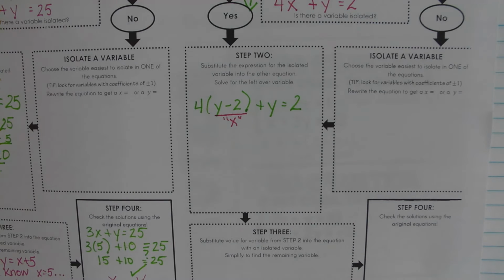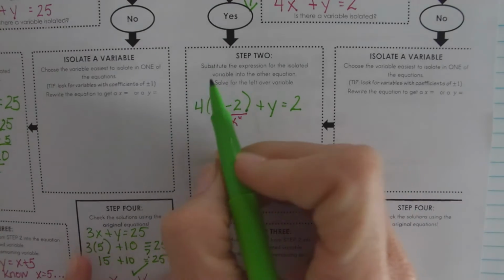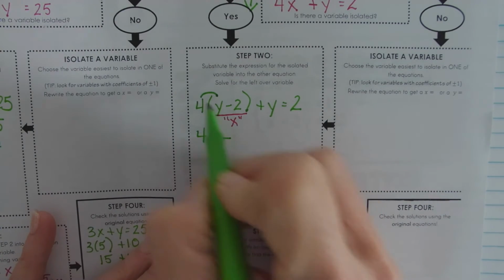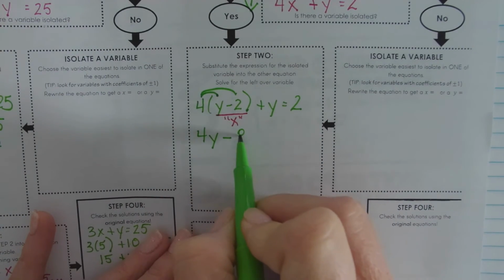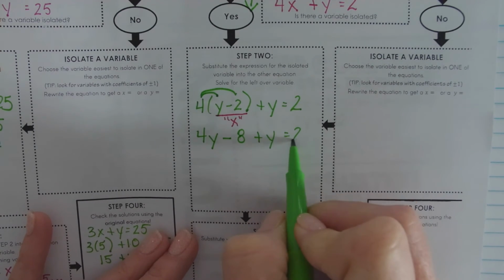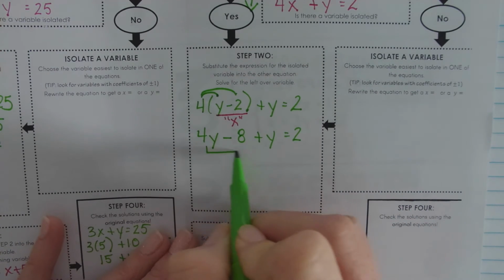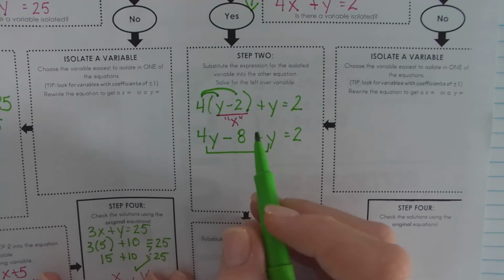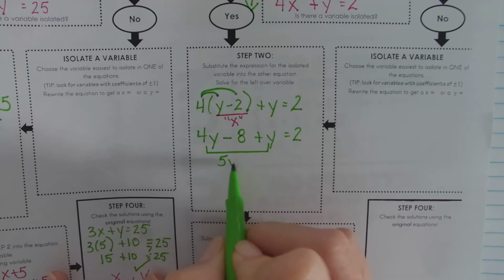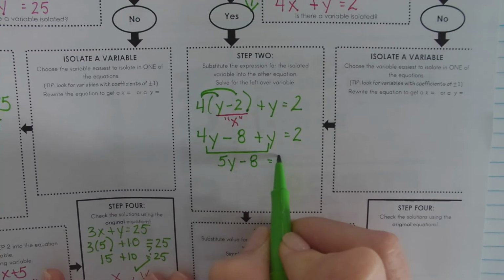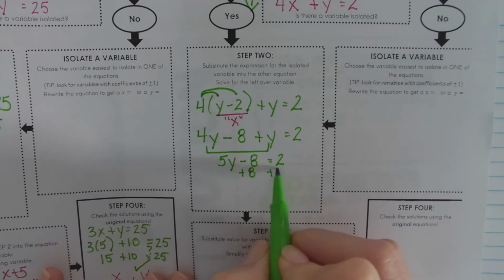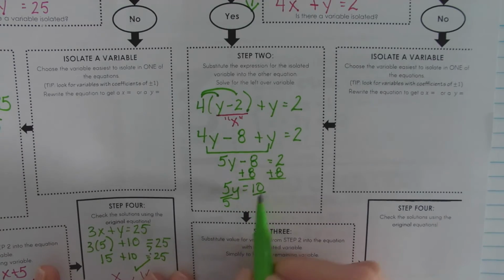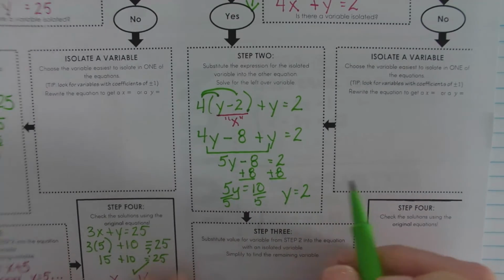Okay, let's do the math. We are distributing this 4. 4 times y, 4y, minus 4 times 2, 8, plus y equals 2. Don't forget, did you remember this? Simplify. 4y and another y is how many y's? 5y minus 8 equals 2. Add 8. 5y equals 10. Divide by 5. There you go. Y equals 2. Go ahead and find x.